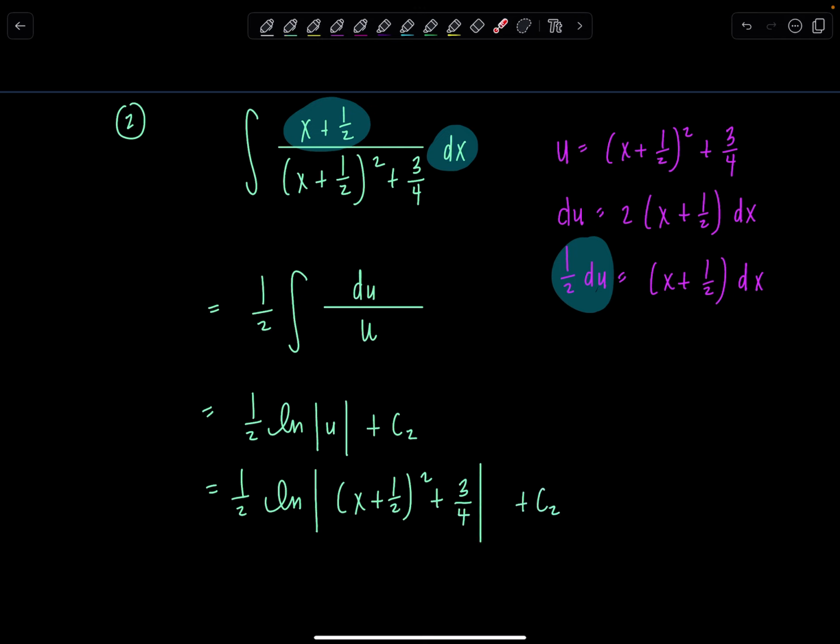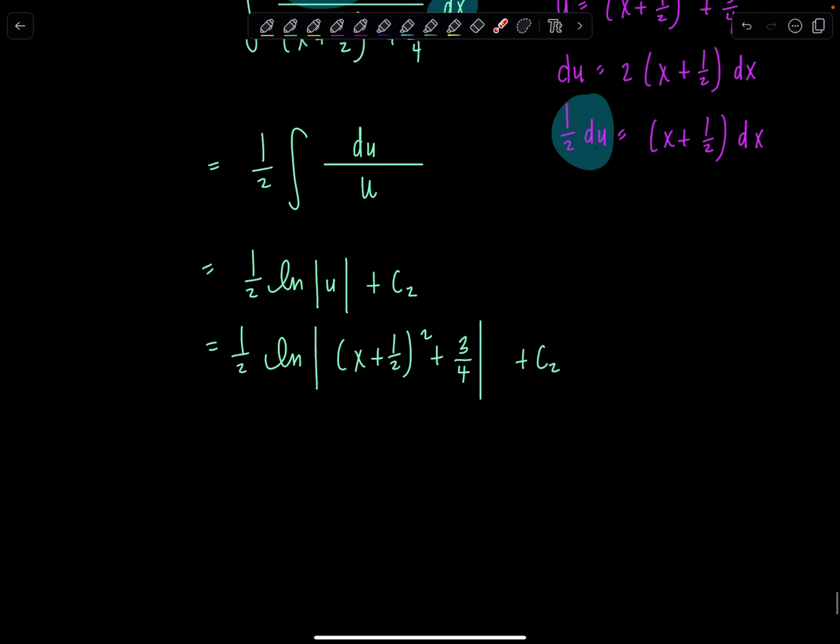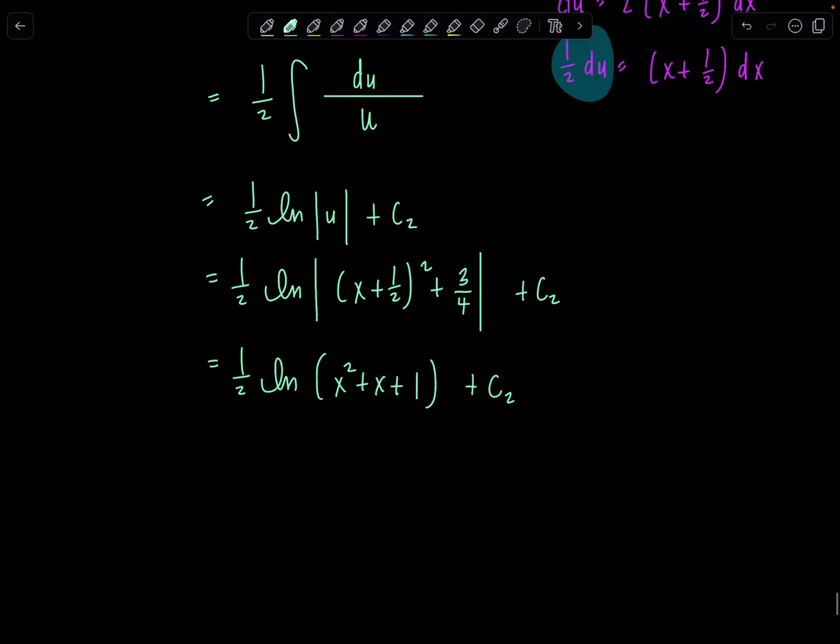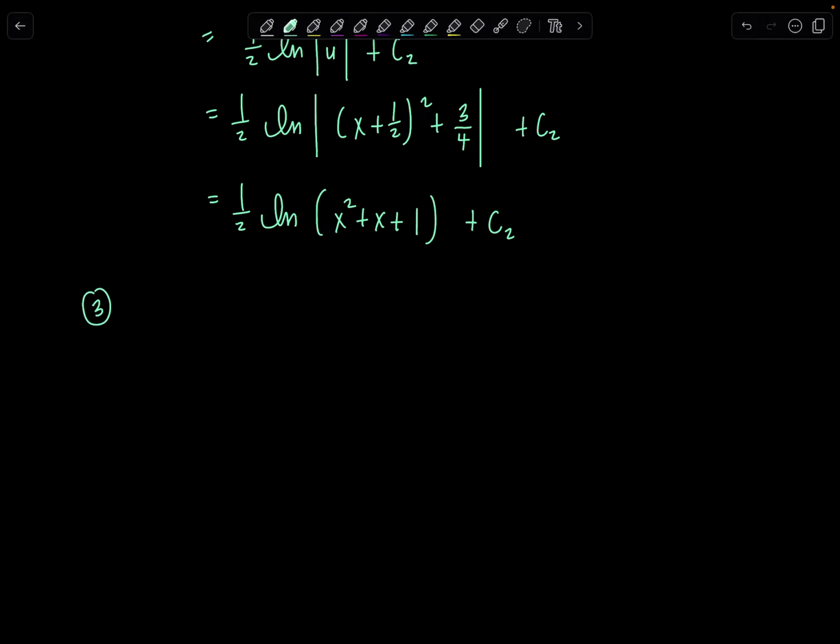But I'm not going to leave it like this in our final answer. We completed the square just to help us with the integration, but it looks kind of ugly. So remember, before we completed the square, it was just x squared plus x plus 1. And yes, I switched to parentheses because that's an irreducible quadratic. It's never going to be negative. All right, last one, integral number 3.